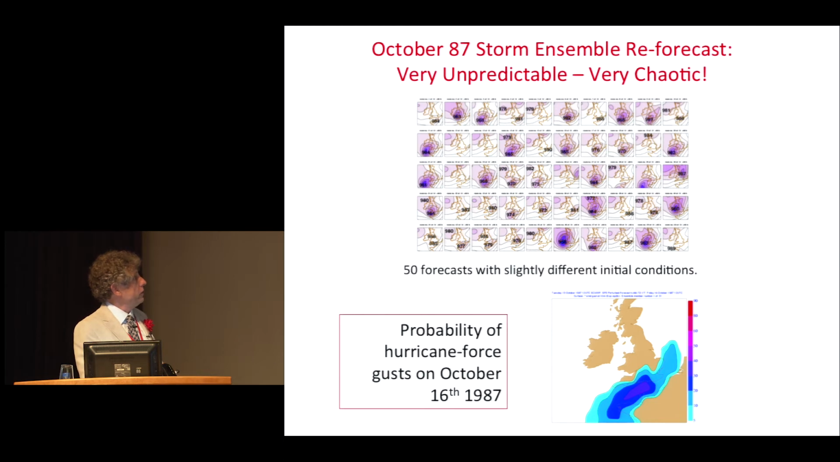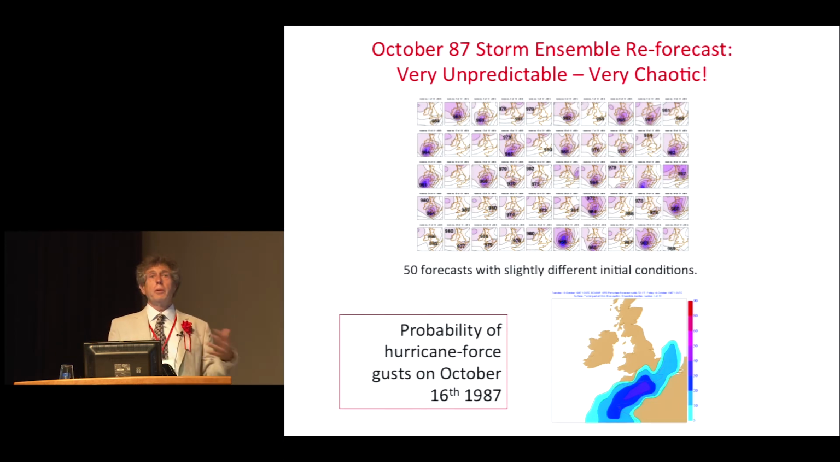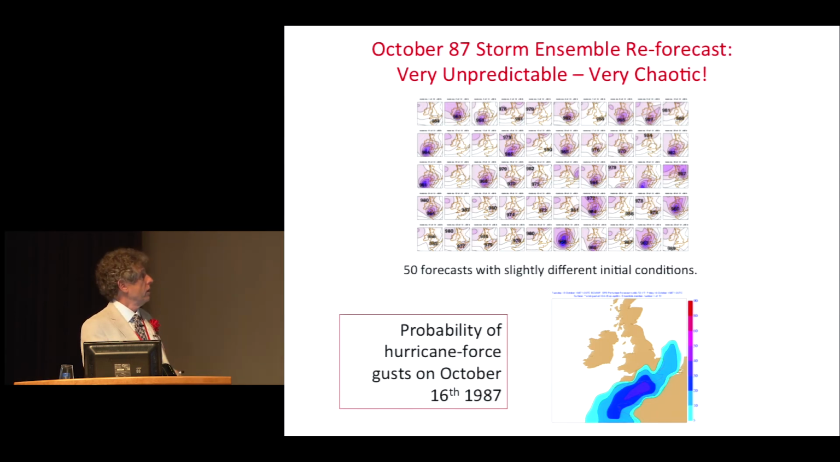Well, what you could do is you could count the number of ensemble members that, for example, had hurricane force wind gusts. And since there are 50, if we multiply that number by 2, we get, roughly speaking, a probability of hurricane force winds. So this is a map showing the probability of hurricane force wind gusts from this ensemble forecast. And it shows that across the English Channel and into southern England, the probability was around maybe 30% or even 40% in some places.